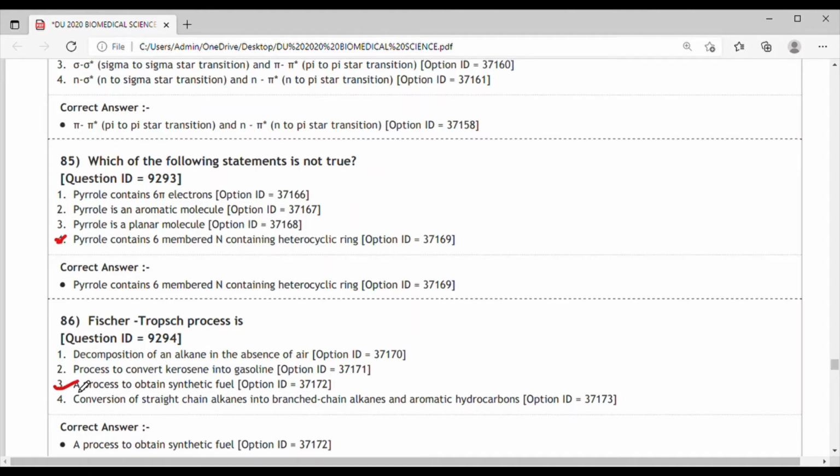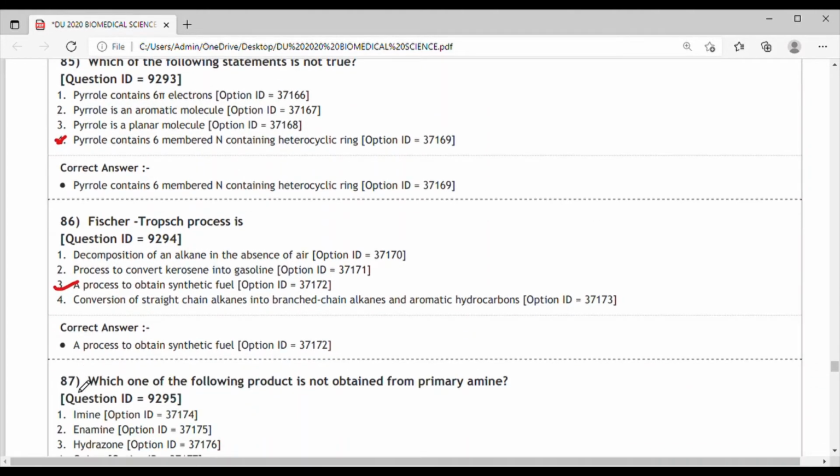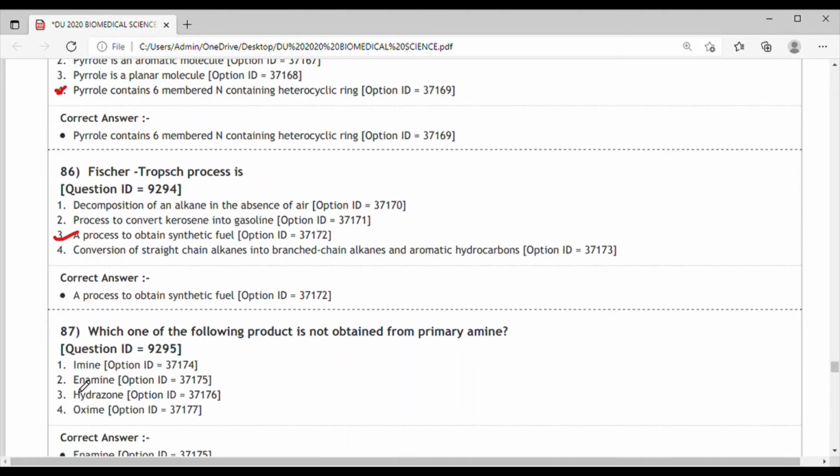Next question, question 87. Which of the following products is not obtained from the primary amines? 1. Imine. 2. Enamine. 3. Hydrazone. 4. Oxime. The correct answer for this is option 2, enamine. Enamine is obtained from the secondary amines, whereas all three others are obtained from the primary amines.